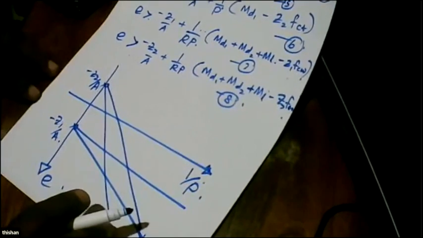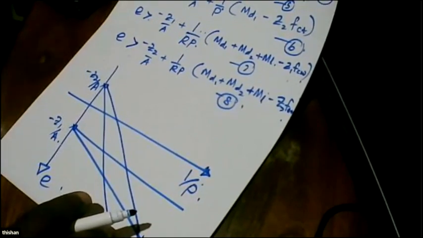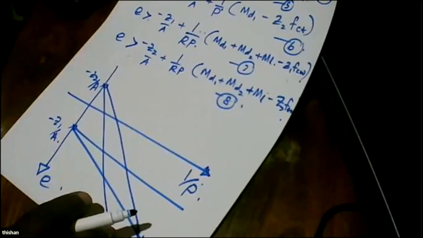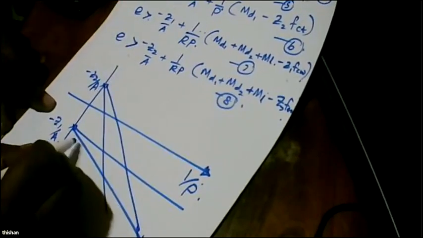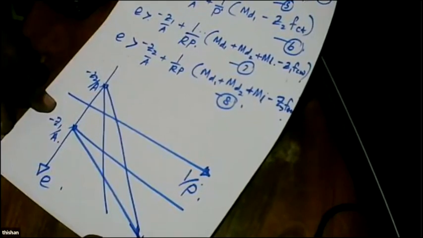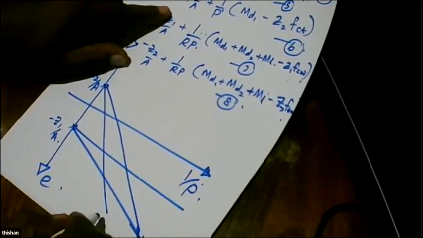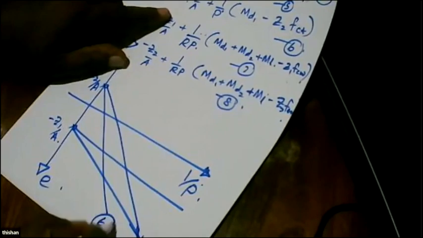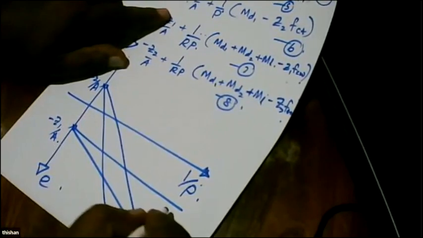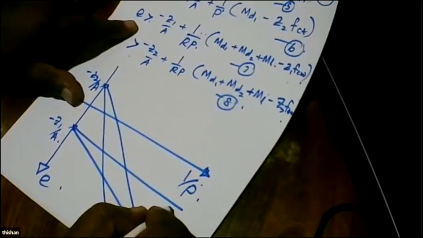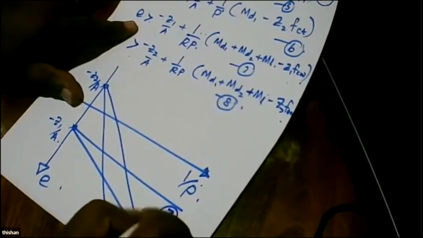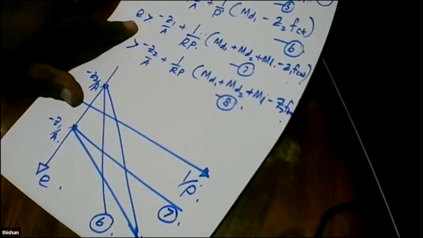And this equation from Z1 says E should be less than. So this is equation number 5. And the second equation says E should be less than. So that means this is equation number 6. And this is equation, E should be greater than. So this is equation number 7. And this is equation number 8.